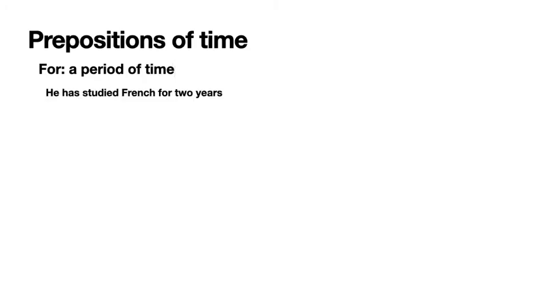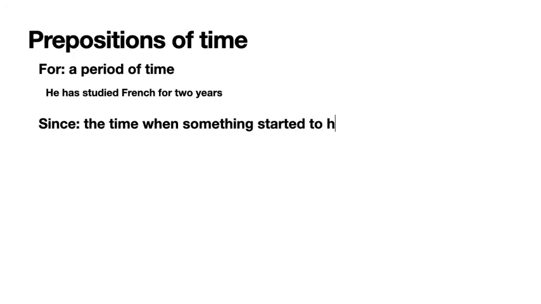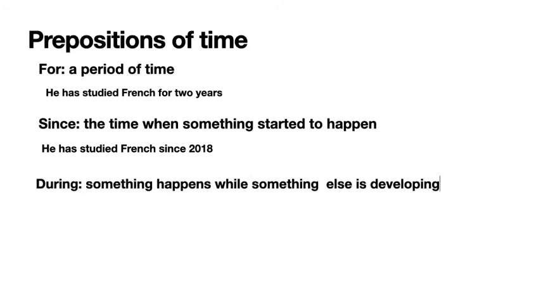Now, more prepositions of time. So for refers to a period of time. He has studied French for 40 years. But if we refer to the time that an action starts, then we use since 2018. If something is happening while something else is, then we use during. They were talking during class.